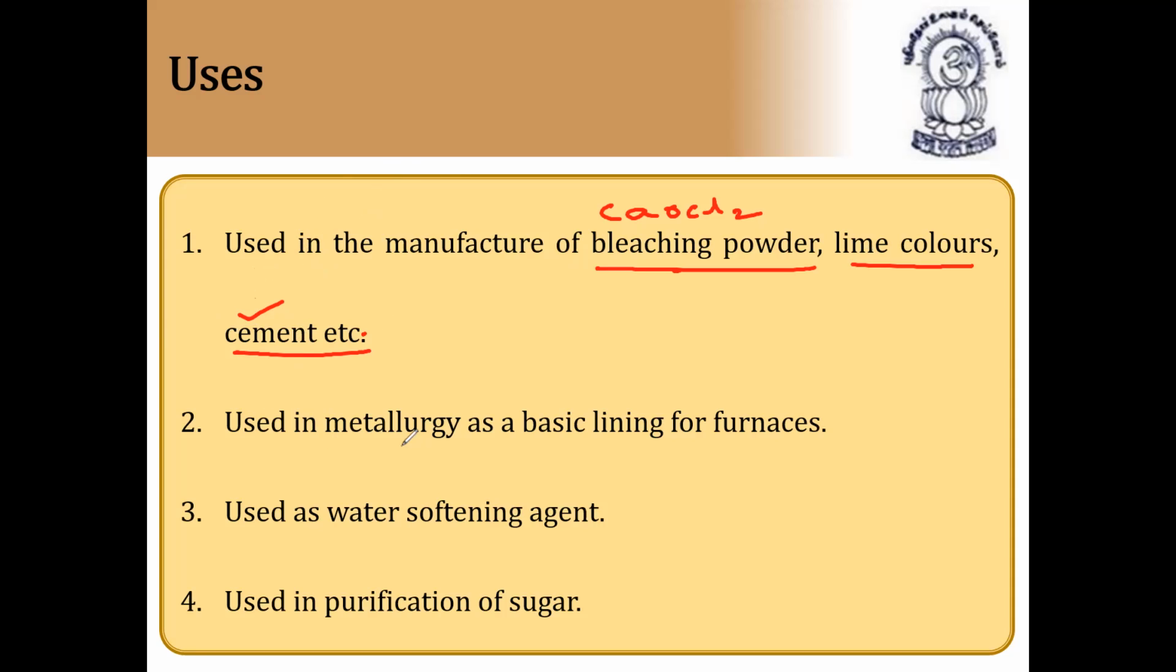It is also used in metallurgy as basic lining for furnaces to withstand high temperatures, in the extraction of metals. So this calcium oxide is used in metallurgy as basic lining for furnaces. It is used as a water softening agent. It is also used in the purification of sugar. So all these points are very important. Please note them down.